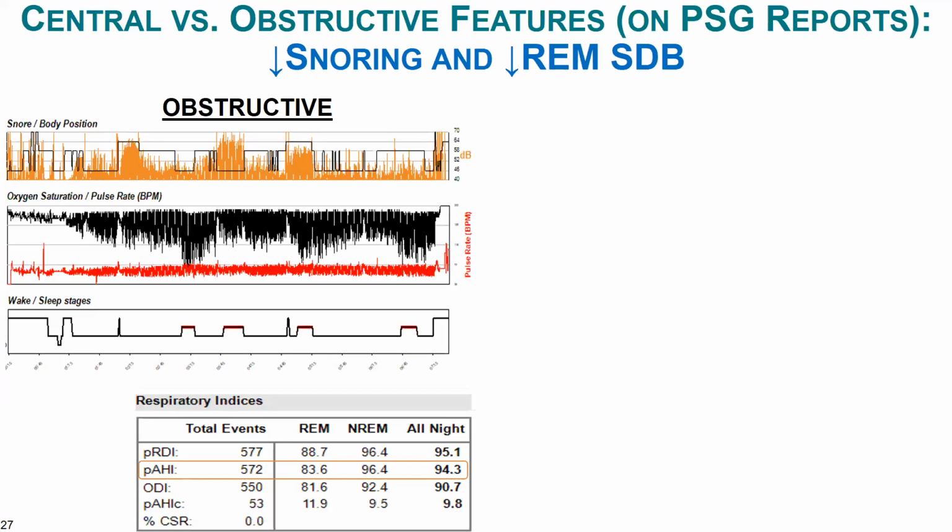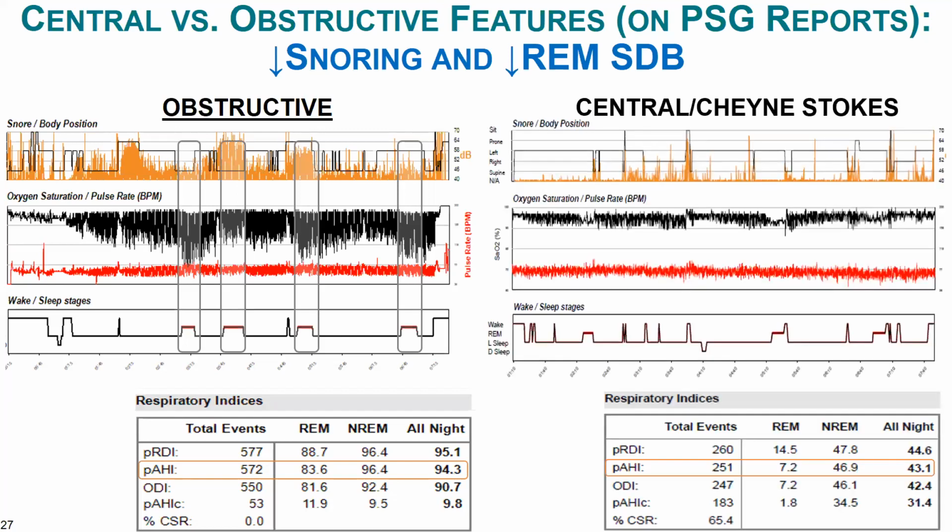Now, I contrast the snoring and the REM predisposition to apnea in a patient with obstructive apnea to that of a patient with central apnea and Cheyne-Stokes breathing. And that's really shown here, where we see a paucity of snoring, the orange tracing here, and during the REM periods, what do we see? Much less intermittent hypoxia. In fact, the apnea goes away almost completely, with an AHI of 7.2 during REM sleep in this Cheyne-Stokes patient versus an AHI of 46.9 during non-REM sleep.